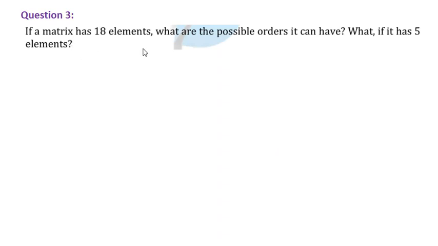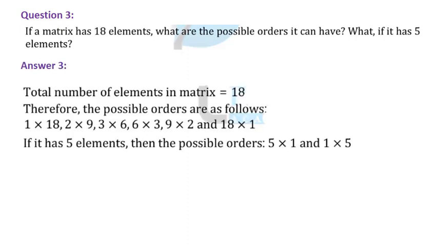So third question, if a matrix has 18 elements, what are the possible orders it can have? And what if it has 5 elements? Now this problem is exactly same as the second question. So you can solve this problem by yourself. Yes. The third question, you can solve it by yourself. Right?